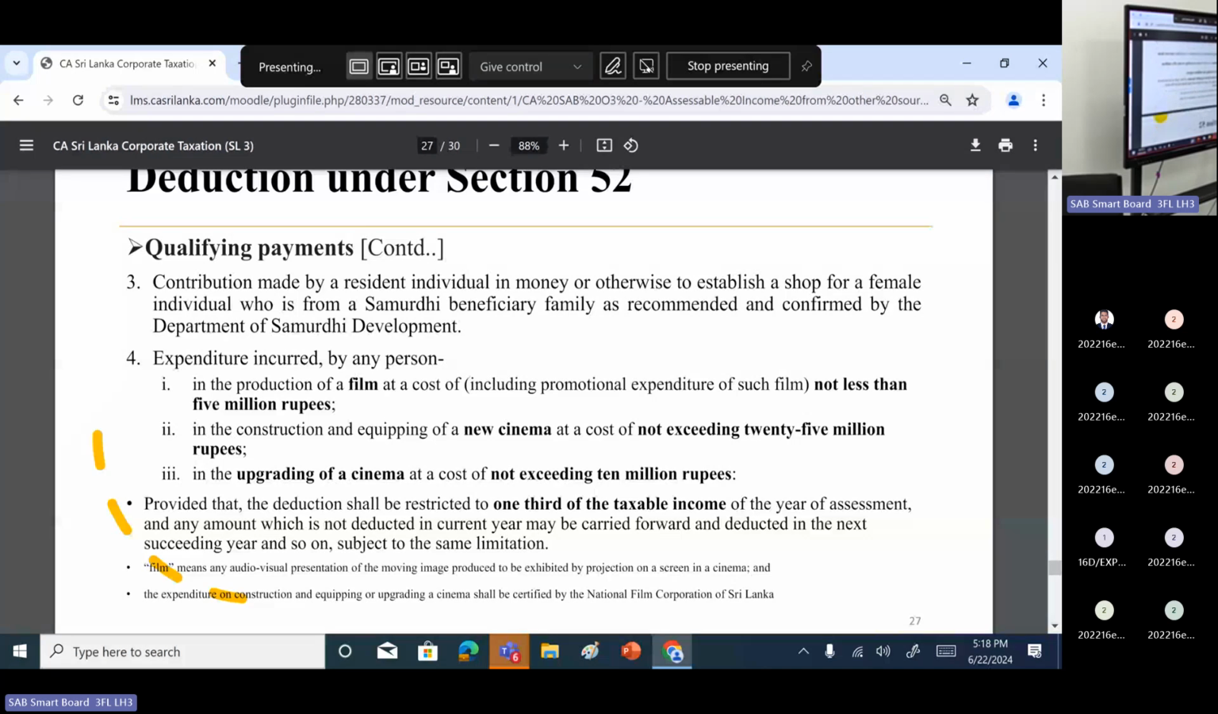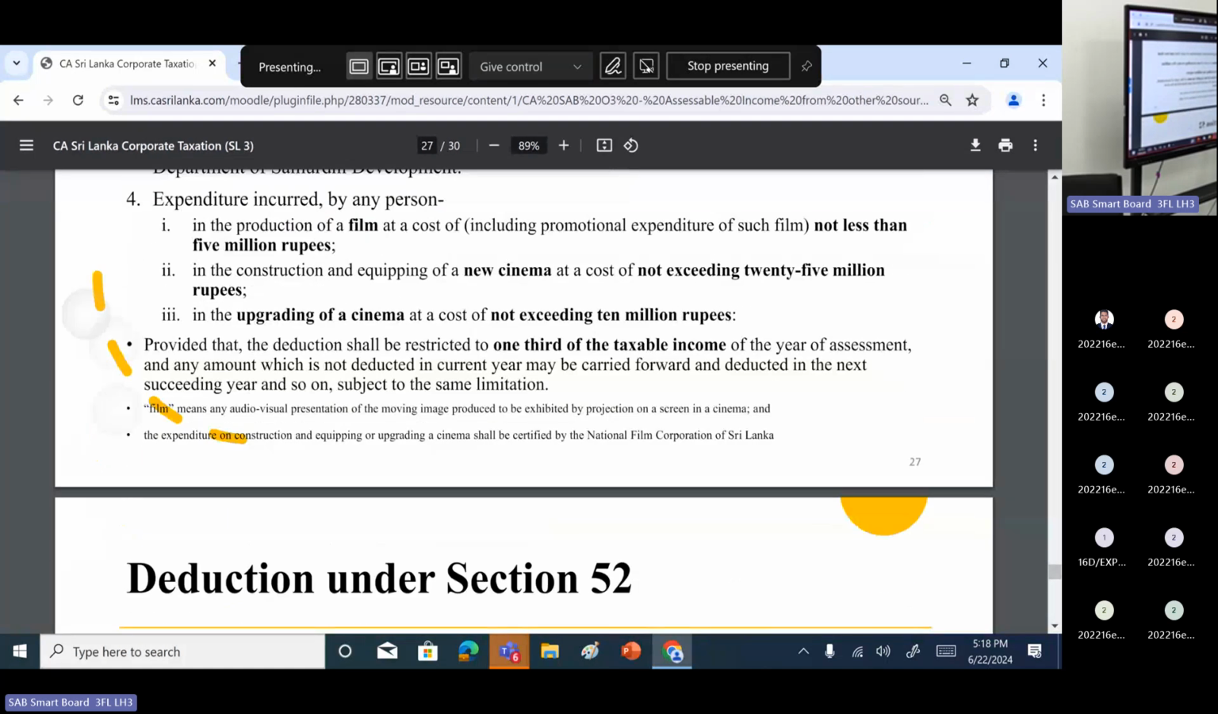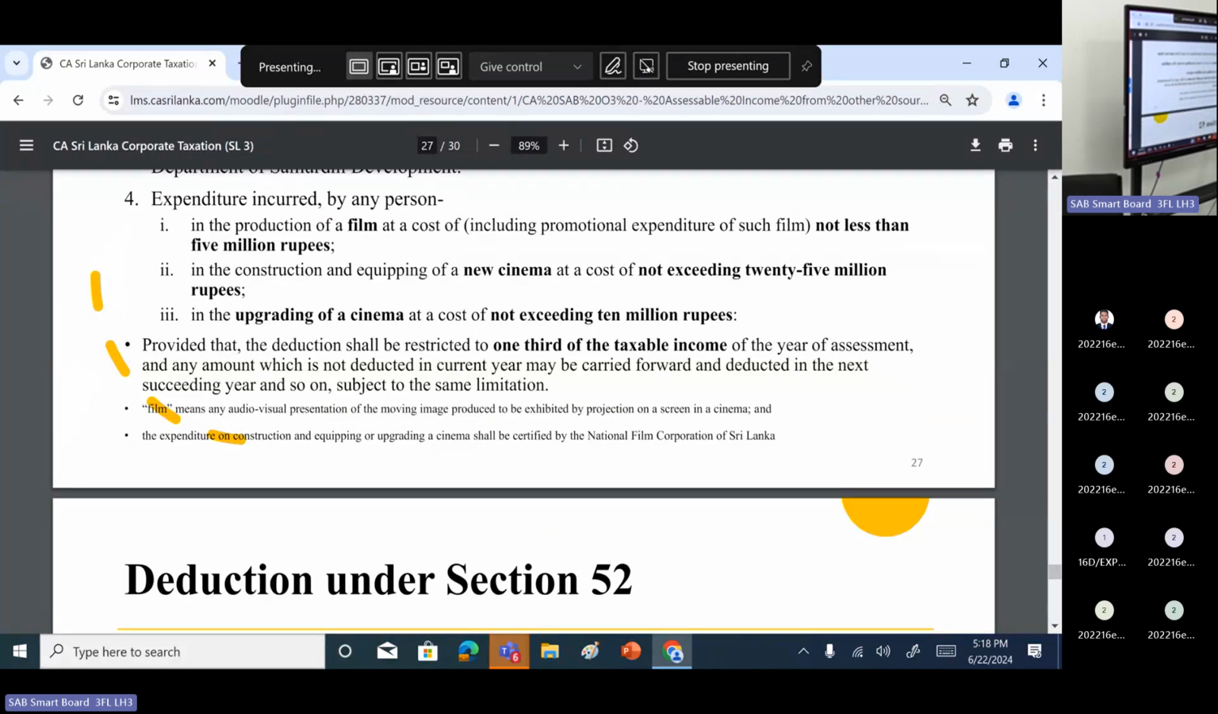Provided that the deduction shall be restricted to 1/3 of the taxable income. In this case, the maximum amount we can deduct is 1/3 of the taxable income of that year, and any amount which is not deducted in the current year may be carried forward and deducted in the next succeeding year. And thereafter, any period we can carry forward and deduct, but subject to this limitation. The maximum amount we can deduct is 1/3 of the taxable income. Right?